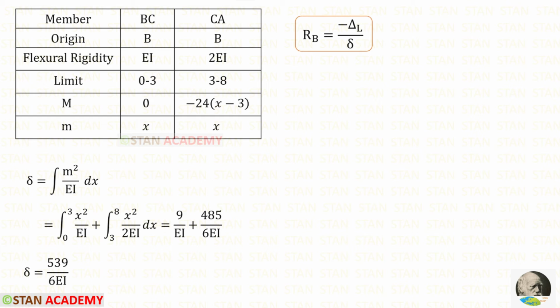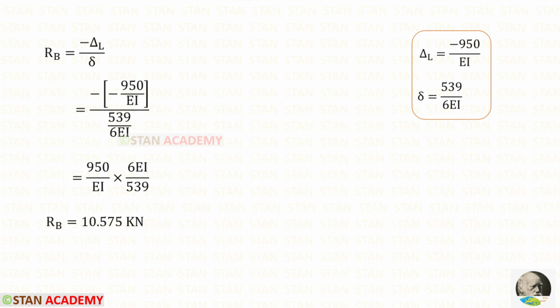Now let us find delta. The formula is integration of m square upon EI dx. For delta, we will get 539 upon 6 EI. In this equation, we have found both of them. Let us apply them. In this way, for RB, we will get 10.575 kilonewton.